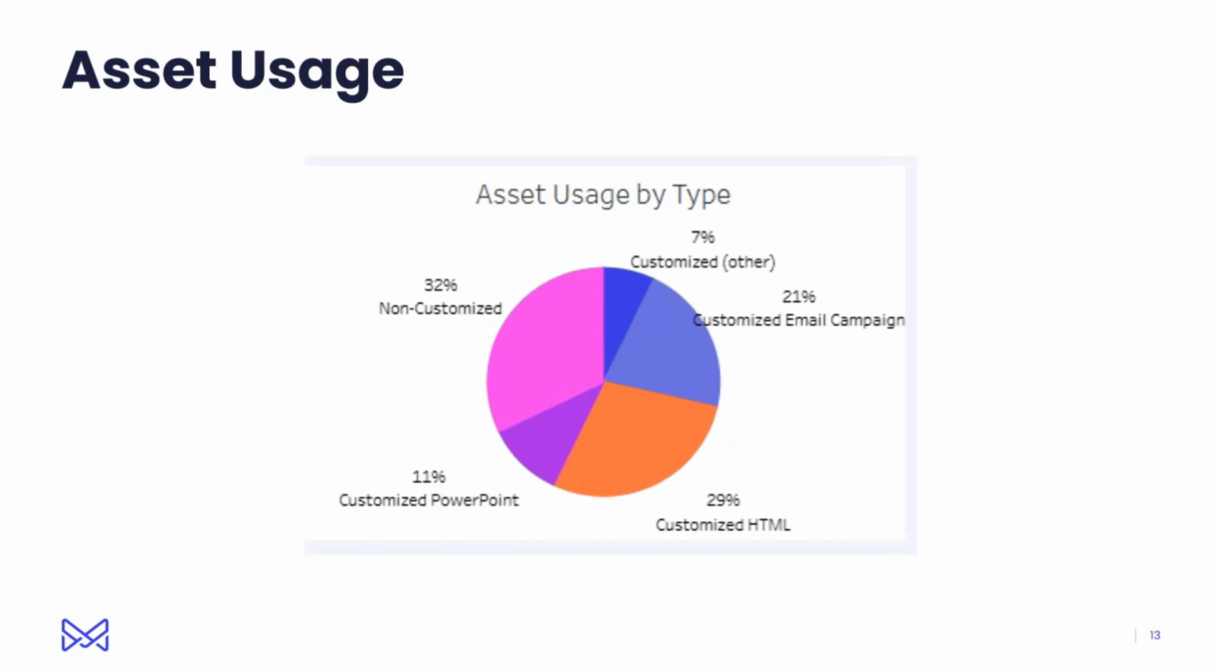Moving along, we can also look at the asset usage by type report to see which materials most resonated with my users. So for this campaign, I can see that my non-customized assets are the most heavily used. However, HTML and email were also right behind. So this can help me see what types of assets I may want to focus on adding to any future campaigns.